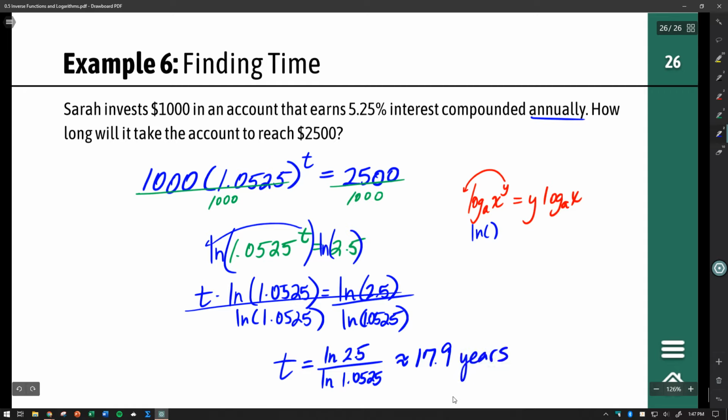So without a graph this time, we used a property of a logarithm to solve for how long it takes to bring an initial investment of $1,000 up to 2,500. So that is it for this whole entire section.